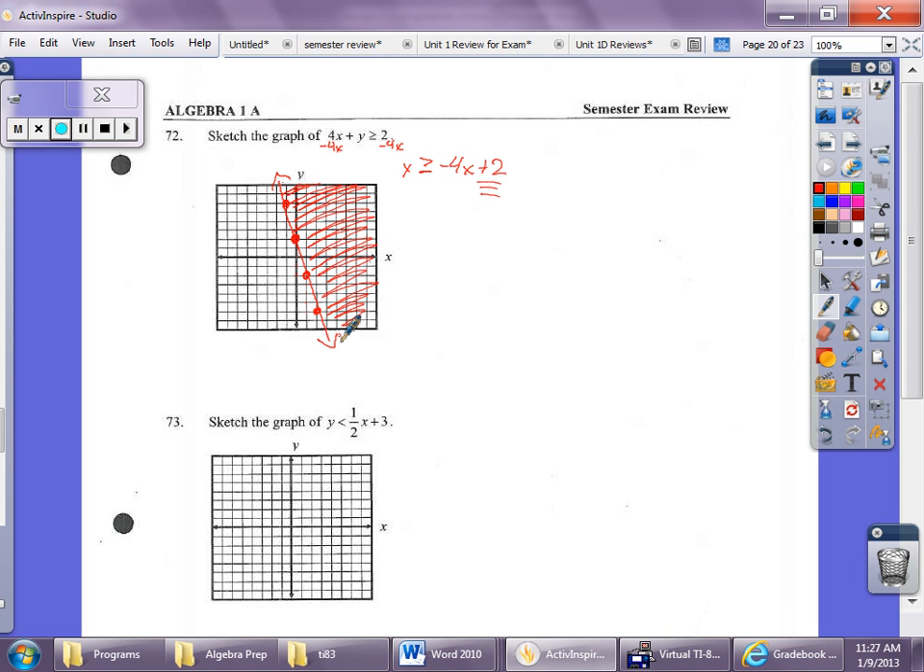Sketch a graph of 73. It's already in slope-intercept form, so we start at 3. Slope is a half, up 1, right 2, or we can go down 1, left 2. Now it's just y is less than, so that will be our dashed line, our open line. And y is less than, so less than is below. So we shade everything below.